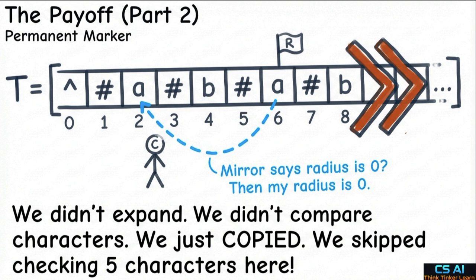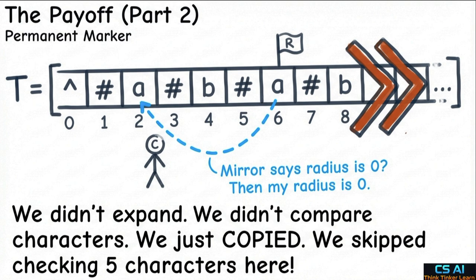P2 is less than the distance to the boundary. We didn't expand. We didn't compare any character. We just copied. We skipped checking 5 characters in a single step because we trusted the symmetry of the mirror. This is exactly how Manacher achieves this linear time. It's making big leaps through the data by leveraging the geometry of the palindromes.